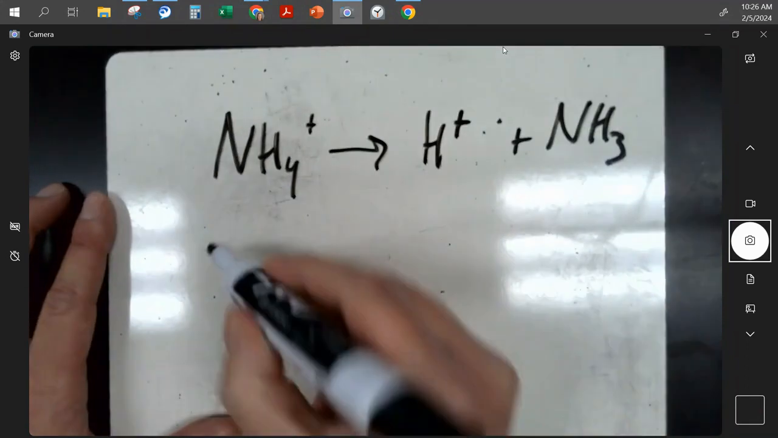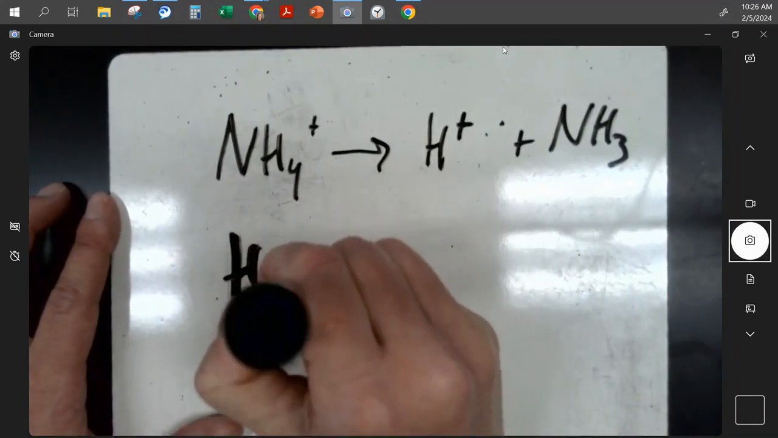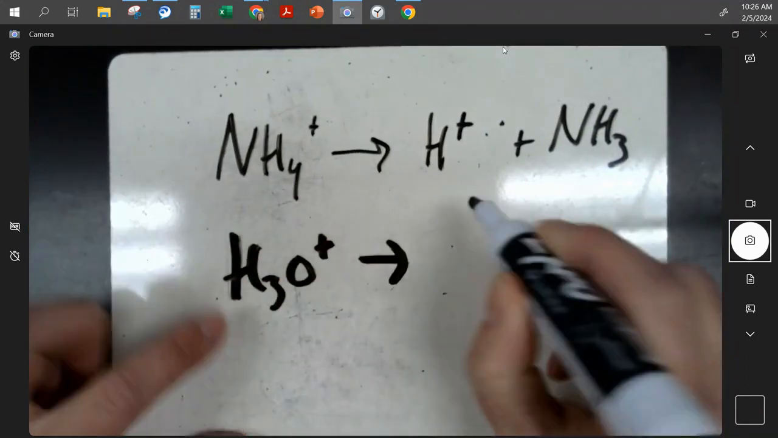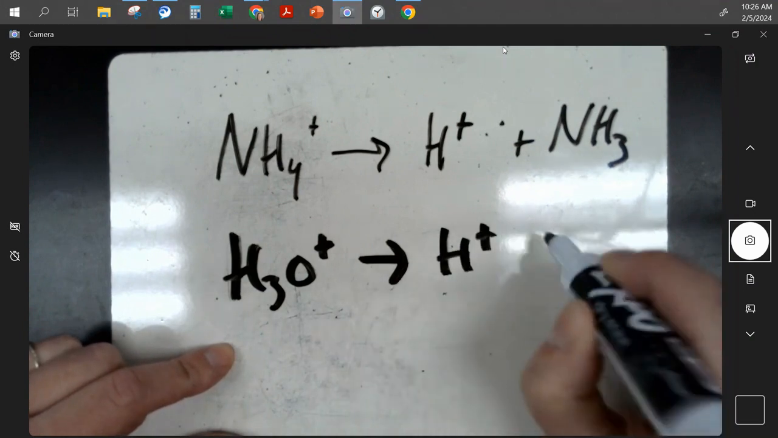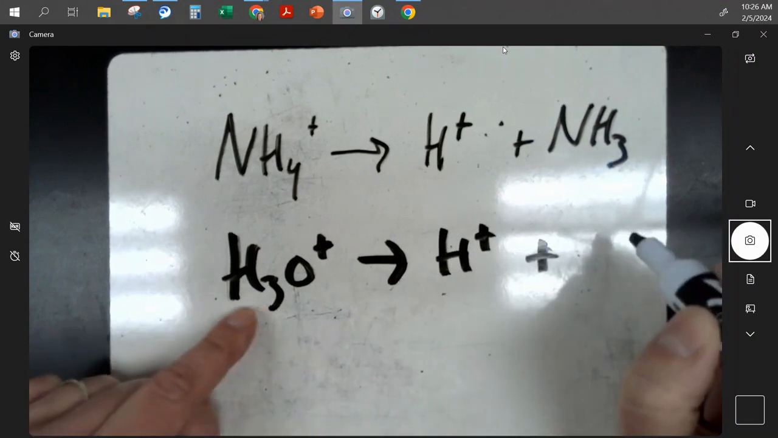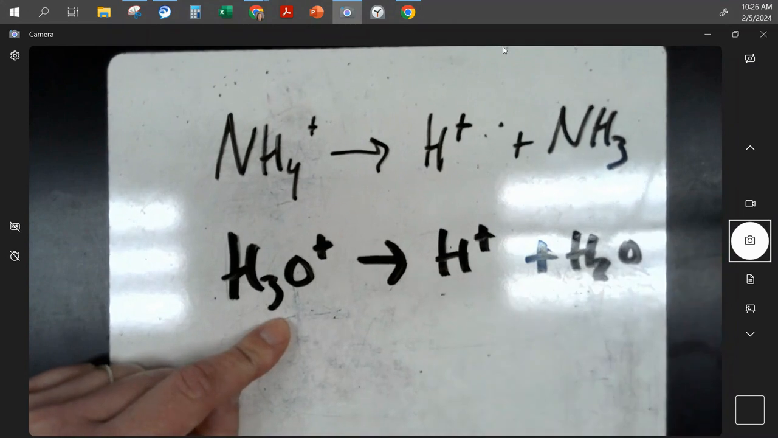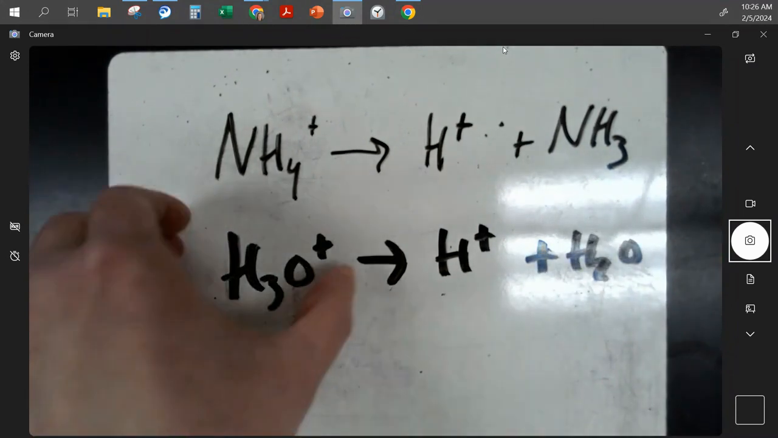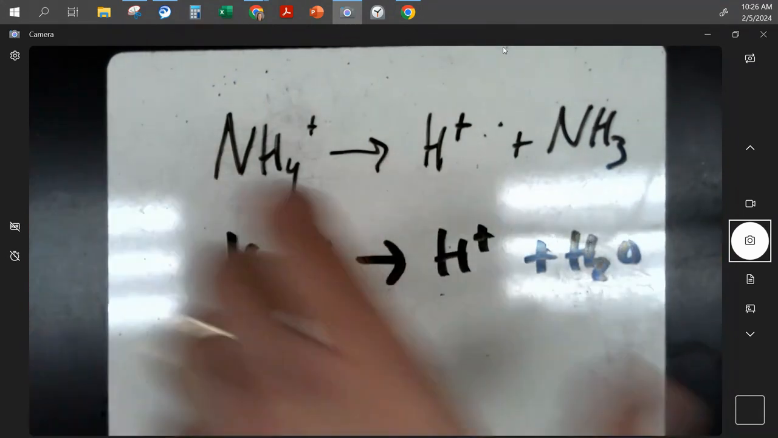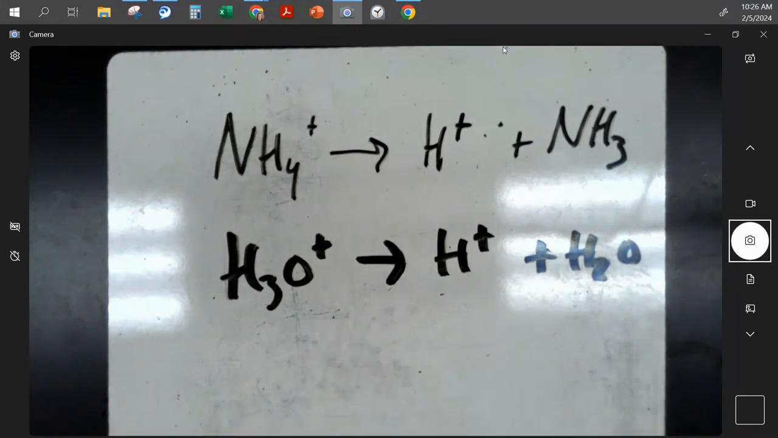Okay. The next one I think was hydronium, H3O plus. So you're getting rid of the H+, and you just have H2O now. So overall, both sides of your formula have to have the same charge. Both sides have a charge of 1, so we're good. Okay, so that's what we're doing on this problem.